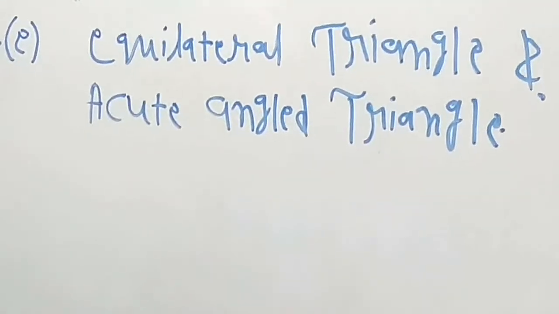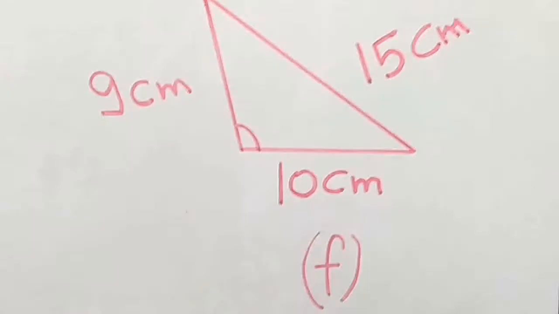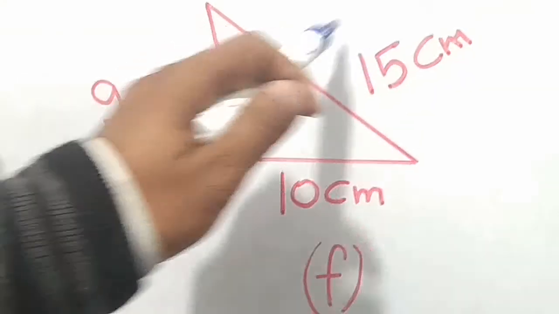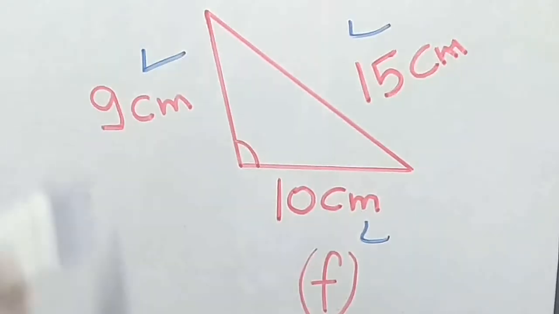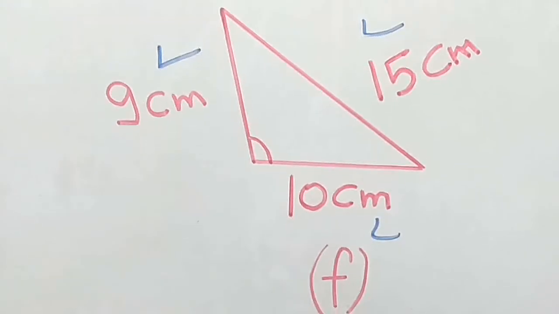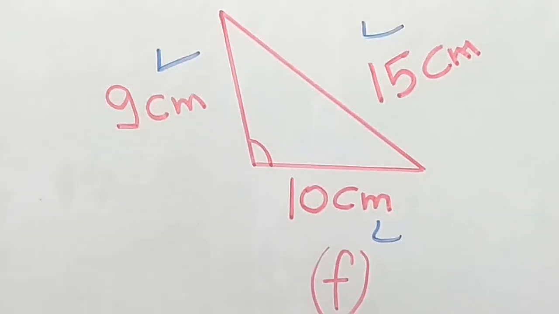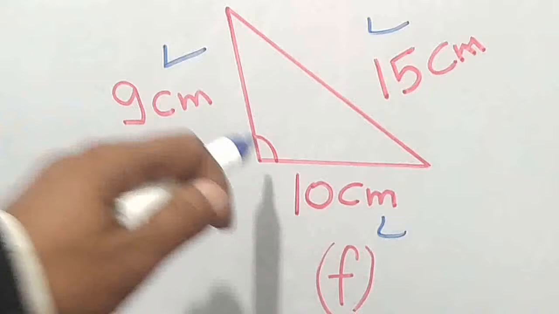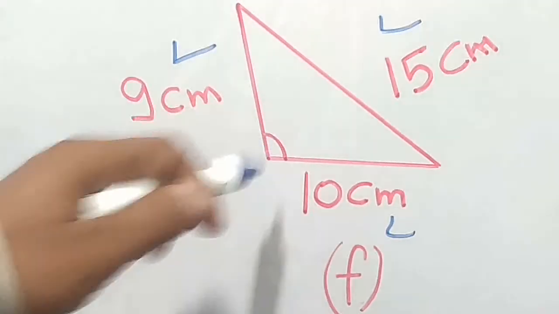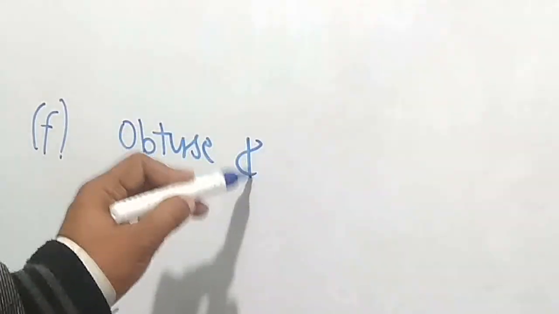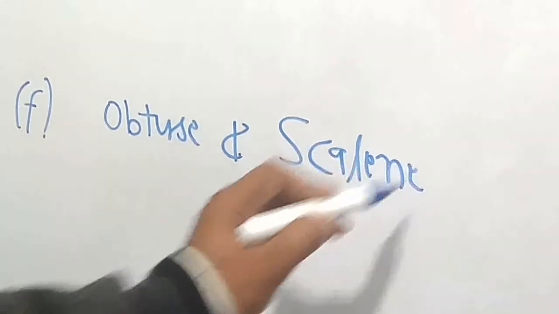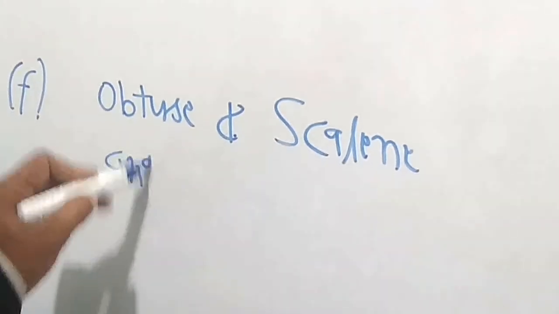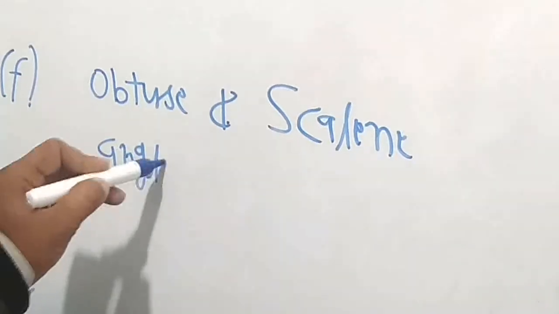Now the part F. In this figure F, measurement of all the three sides is different because one is having 15, the other one is 10, the last one is 9, and one angle is here. So it is not a right angle, it is more than a right angle, so it is an obtuse angle. So we can write here obtuse and scalene angle triangle.